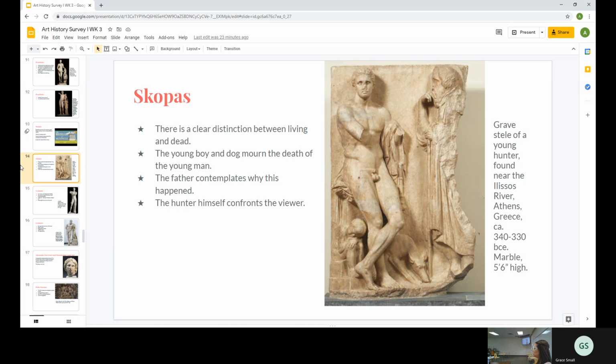So actual emotions, an emotional theme, an emotional story, they aren't trying to hide it. They're trying to emphasize it. Later on, the Hellenistic period will get even better at that. But this is kind of transitioning to it.